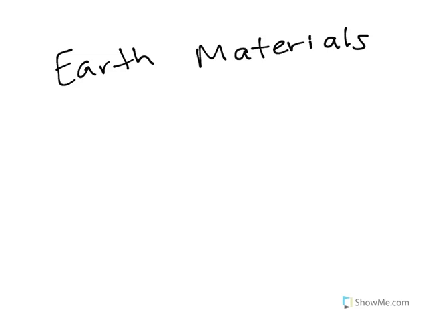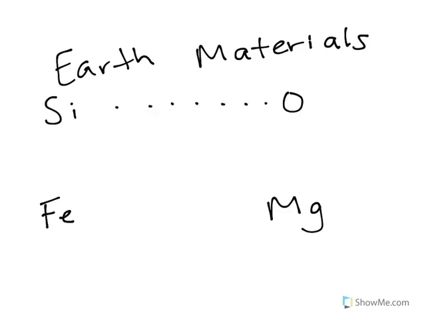So I want to take a few minutes to investigate the Earth materials. As we learned, there are four main elements that we're going to see that constitute Earth and Earth's crust. That would be silica, oxygen, iron, and magnesium. So as we're going to see, silica loves oxygen. These two are always going to combine. Iron always loves magnesium. These two are also always going to combine.